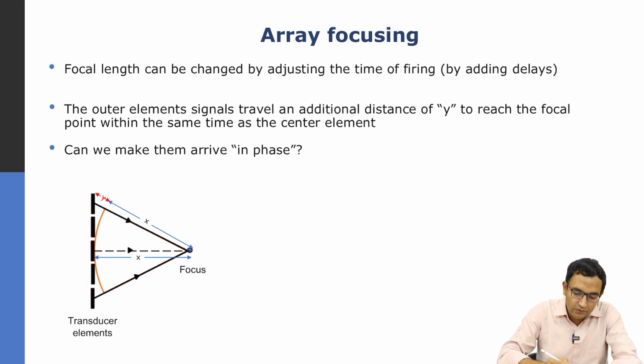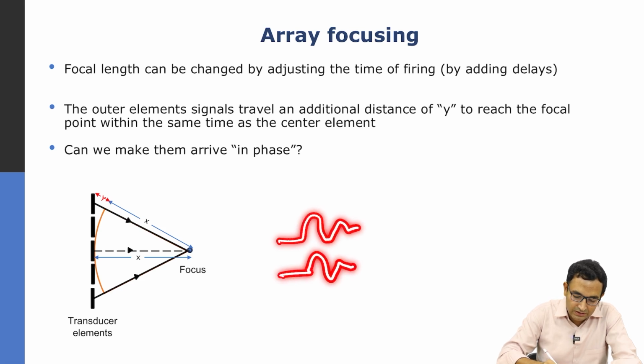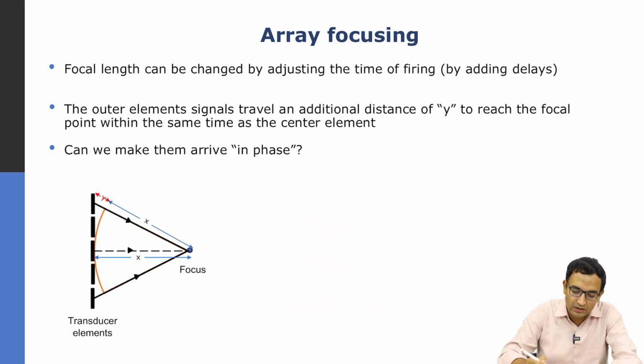Now, if they all were to fire together, let us say in a tissue medium, the speed of sound is approximately similar in different spatial locations. Let us assume a homogeneous tissue. The element in the center is located closest to the focus, so the signal from this element will reach first. However, the signal from the furthest element will reach last. So, let us say this is the signal from the first, this is the signal from the second, and so on and so forth.